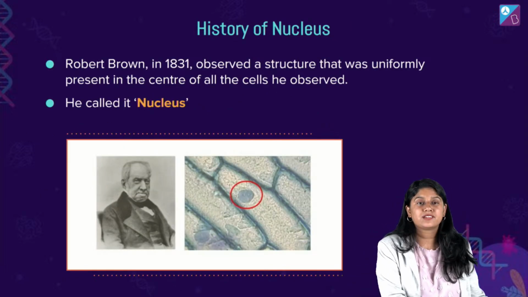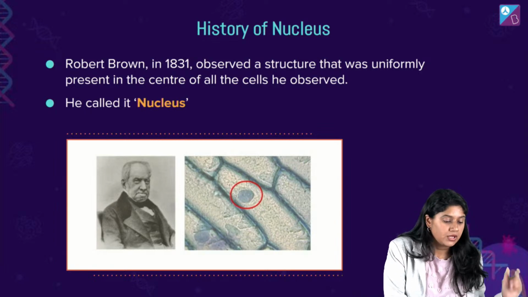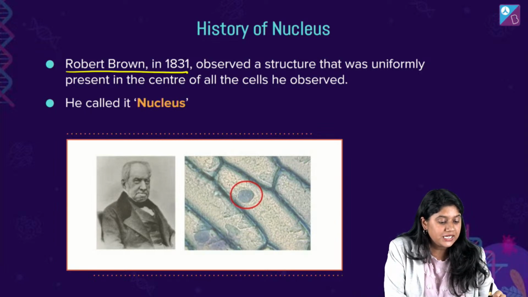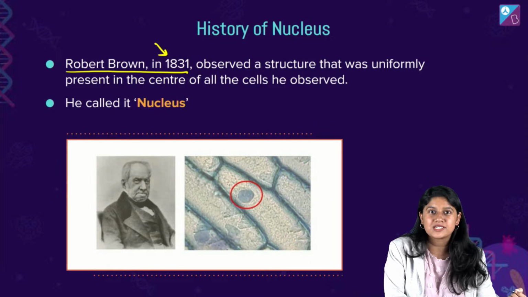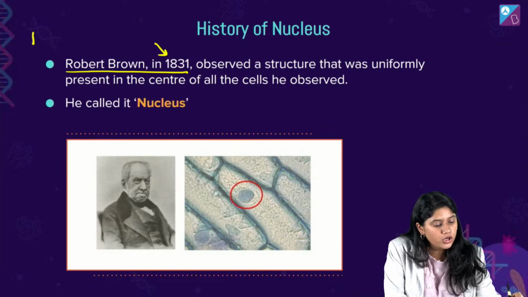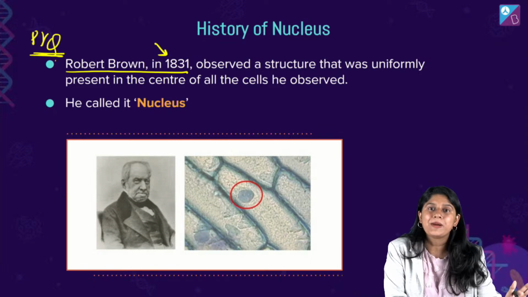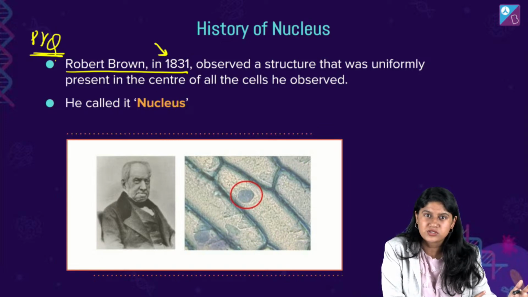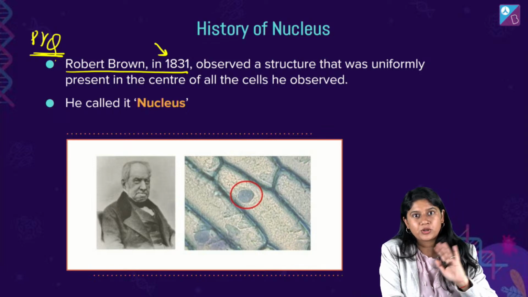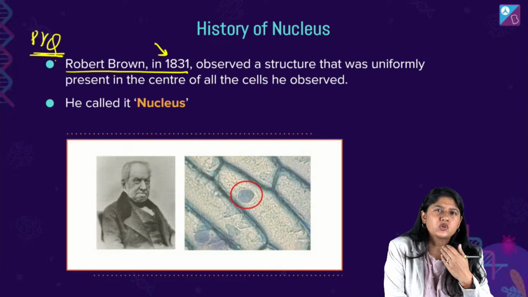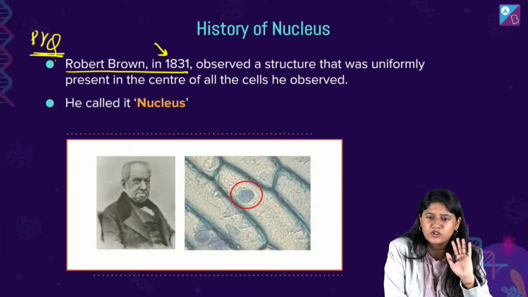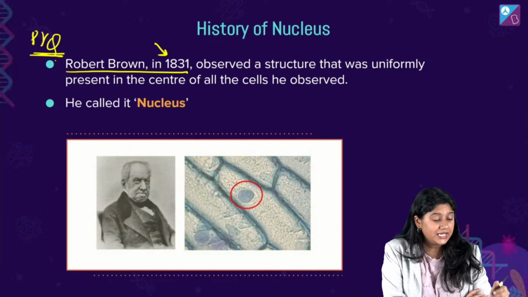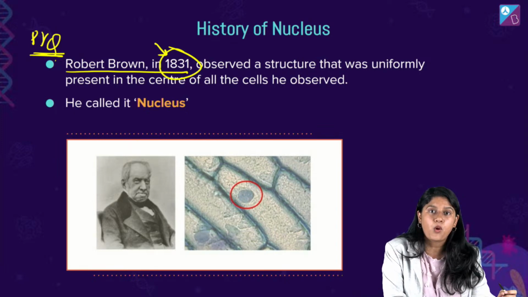Let's take a look, everyone, at the history of the nucleus. So Robert Brown in 1831, a very important name and year. I'm sure you would have seen it in previous year questions. A very confusing question, I would say, because we have Robert Hooke and Robert Brown, so people usually get confused. Students get a lot of confusion here about what the right answer is. And all the years given are very important for our NEET examination.